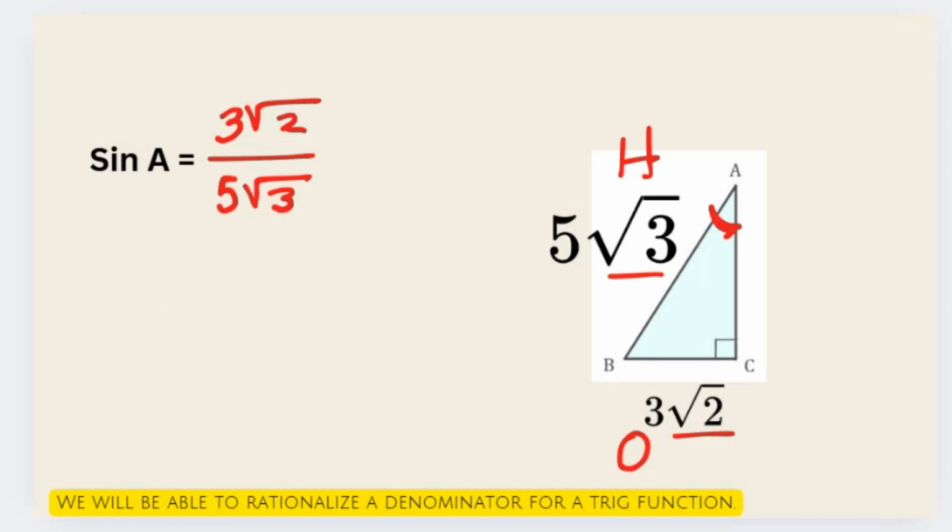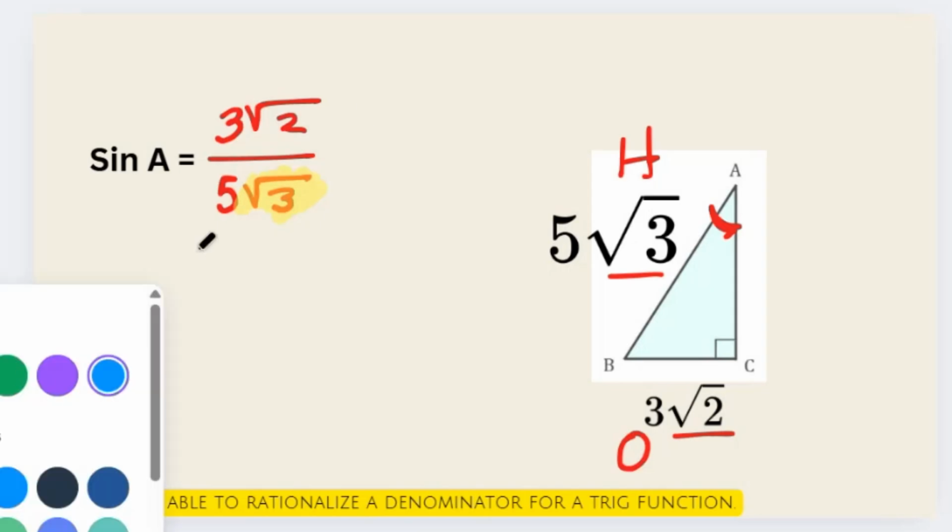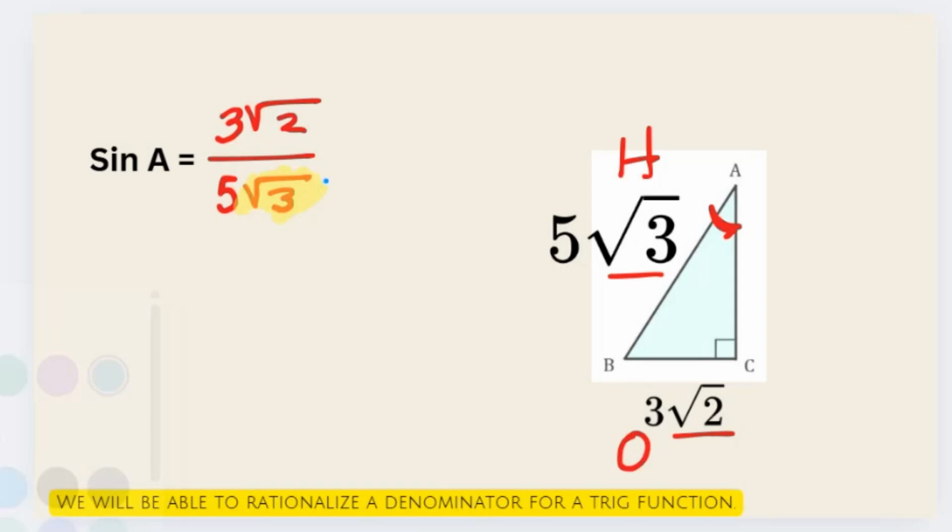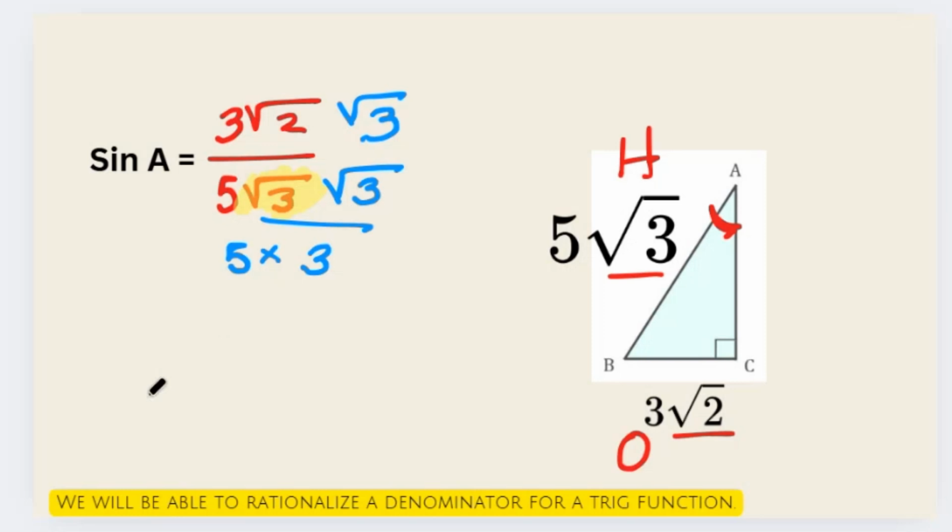Now, this should raise some alarms because I see that I have a radical in the denominator, and we know we don't like that. That is not good math practice. So we multiply both the numerator and the denominator by the radical that is in the denominator. When I do that, I have the square root of 3 times the square root of 3, which equals 3. So now I have 5 times 3 in my denominator, which is 15.